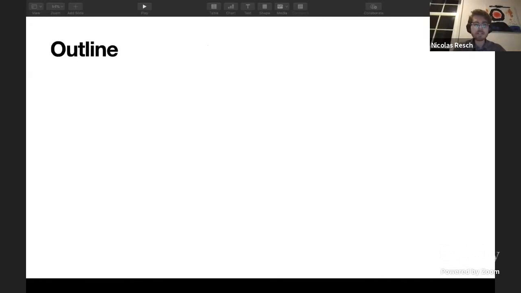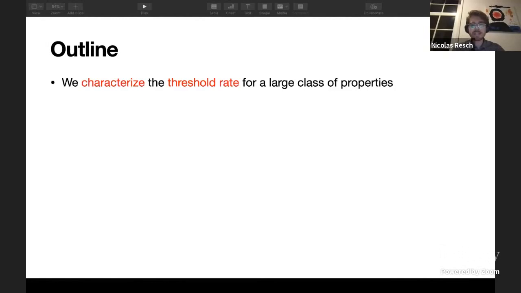So what do we do in this work? Well, essentially, we answer this question affirmatively. What we do specifically is we characterize this threshold rate for a large class of properties. And on this slide, I'll try to informally outline what we do.